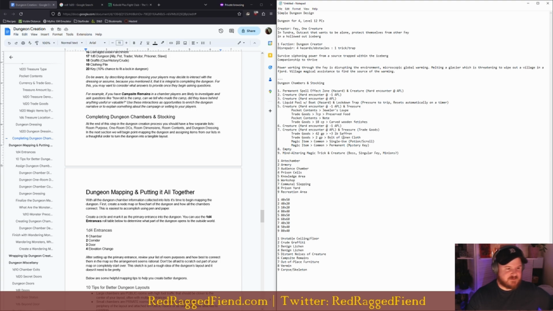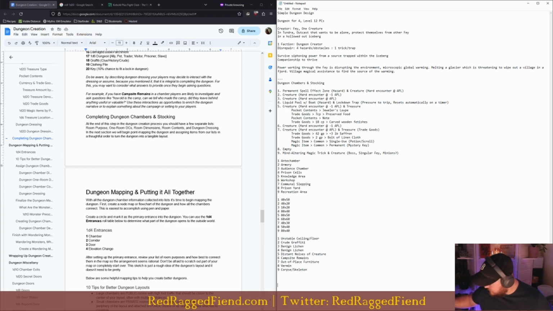So we have set everything up as far as our chambers. We've done our background setup. We've done our chambers and done our contents for those chambers, and now we kind of want to put it all together. Usually I would sketch the map out.